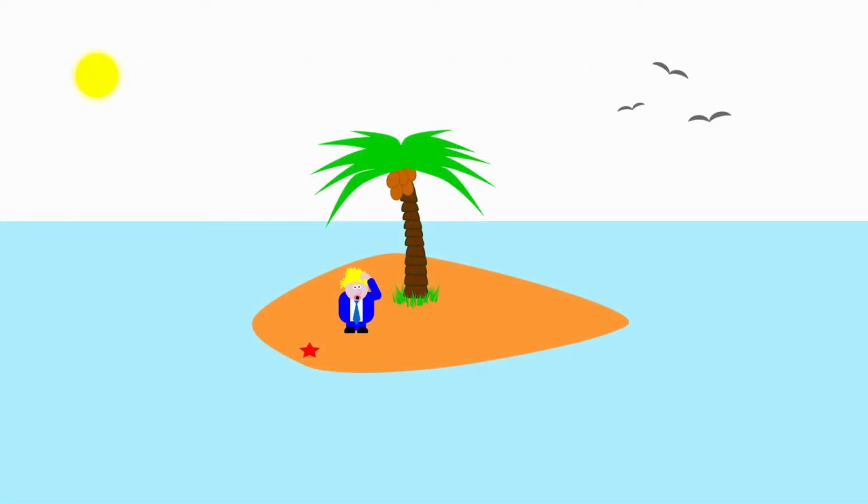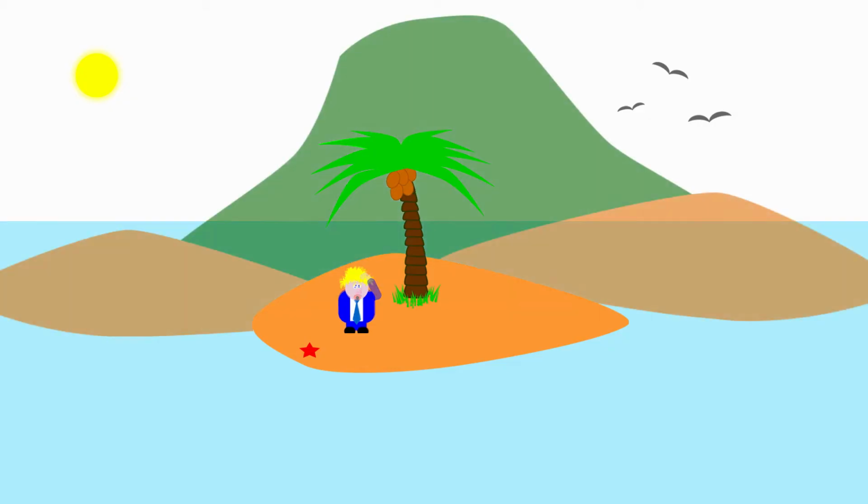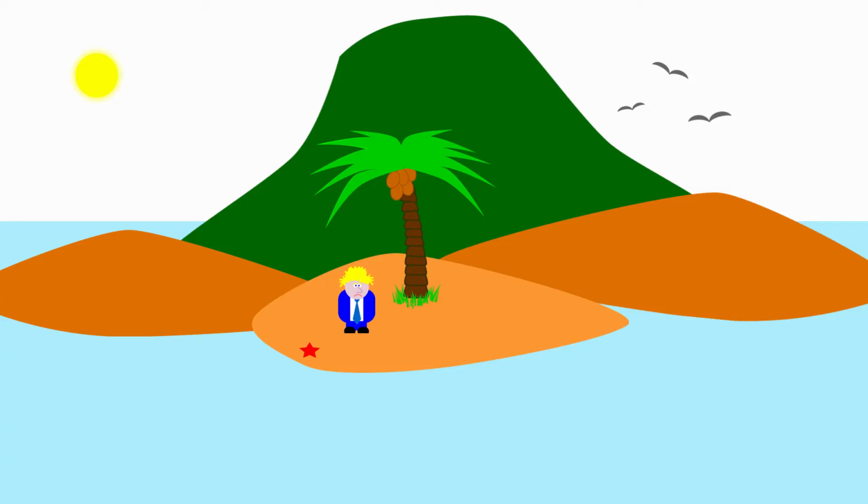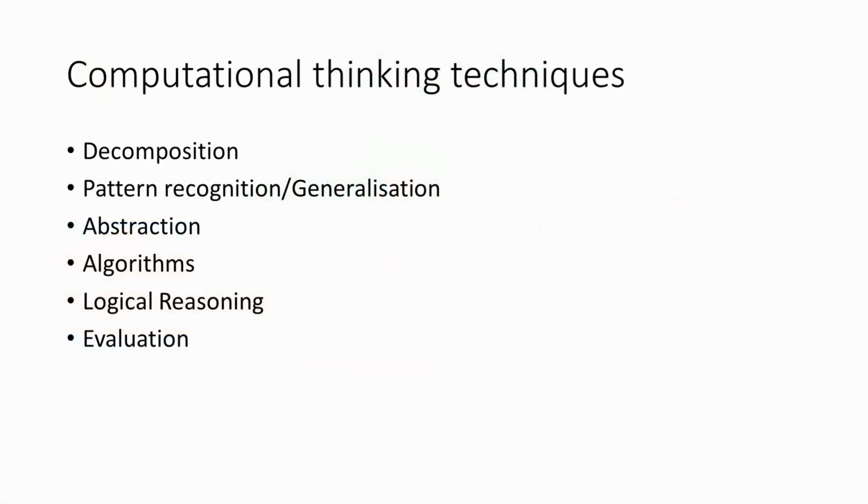This is Boris. He's been stranded all alone on an island. His chances of survival are not great, but let's see how computational thinking might help him to survive long enough to be rescued. Let's put him on a slightly bigger island to give him a fighting chance. These are the main techniques of computational thinking. You could solve a problem using some or all of these techniques in any order.